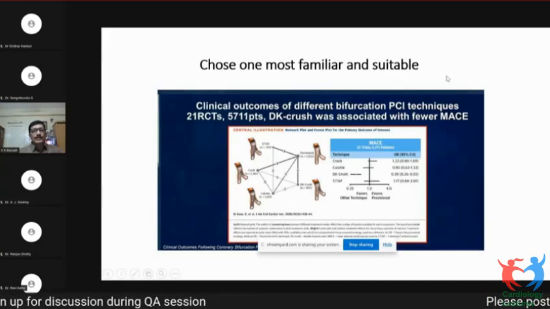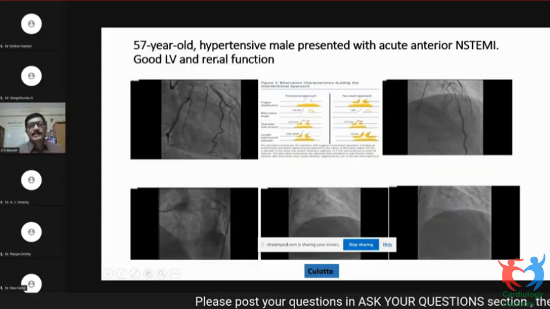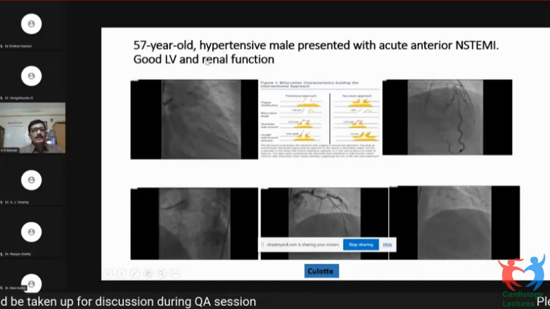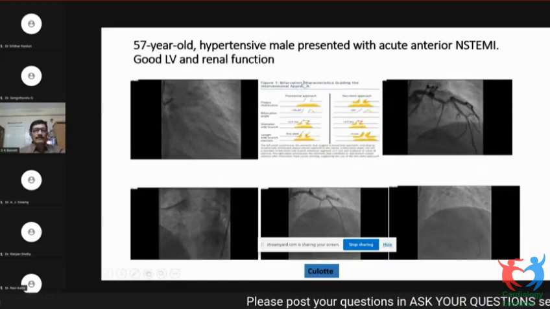Let us say this is one case. I'm just going to a case: a 57-year-old hypertensive male presented with acute non-ST elevation MI. He has good LV function and good renal function. This is also very, very important to analyze before doing any bifurcation procedure. LV function is important, and renal function is also very important because we need the outcome finally in total outcome.